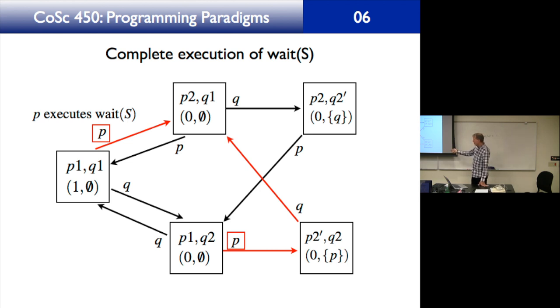The example we used was this state transition diagram of an algorithm we were looking at. If we're in state P1, Q2, and P executes, then looking at the code, it's executing a wait statement. It executes a wait when the semaphore is zero, so it's P2 prime, and P gets put in this queue. At this point, the wait statement has not completed executing yet. Therefore, you don't count it.